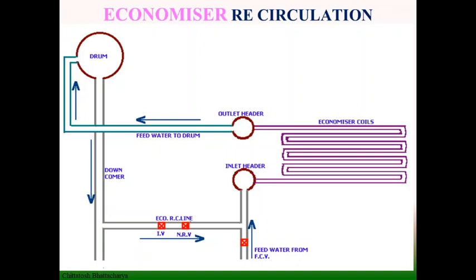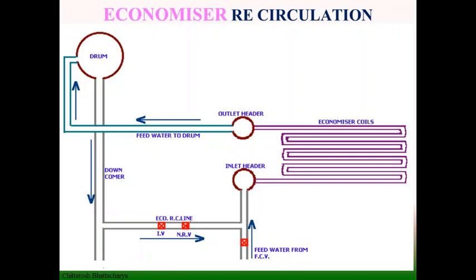Now in general we have an arrangement of a recirculation system for when the boiler feed pump is not supplying water. If the boiler feed pump is not supplying water and firing is continuing, naturally there may be chances of steaming within the economizer. That's why we have a recirculation line with a non-return valve.